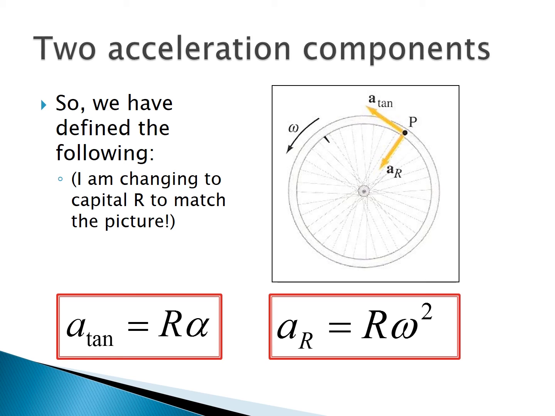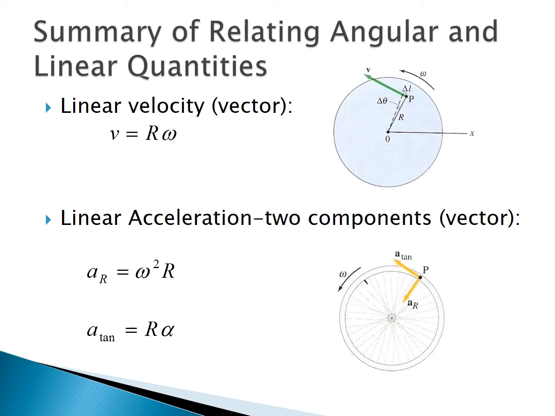So what we've done so far, and I'm going to change everything to capital R to match the picture, is we've defined a tangential acceleration and a radial acceleration. And the equations are shown on the bottom here. Here's a summary of what we've learned in this presentation. Okay, we've related angular and linear quantities. One of the big quantities we've defined is tangential or linear velocity, which is a constantly changing vector when you're dealing with circular motion. And for most of what we're doing, it's going to have a constant magnitude or length of r times omega. We've also defined linear acceleration as two components for circular motion. One is the radial acceleration, which is calculated as omega squared r and always points toward the center of the circle. And the other is tangential acceleration, which may or may not be present depending on whether you're changing speeds in the direction of motion. And that's defined as r times alpha.